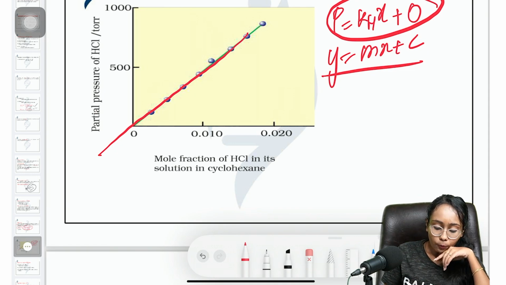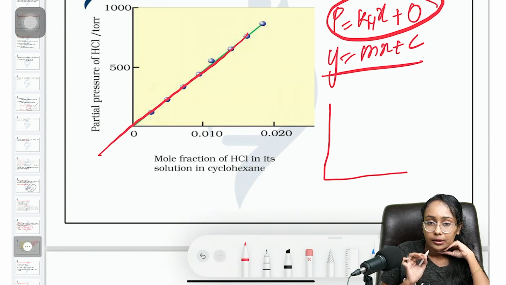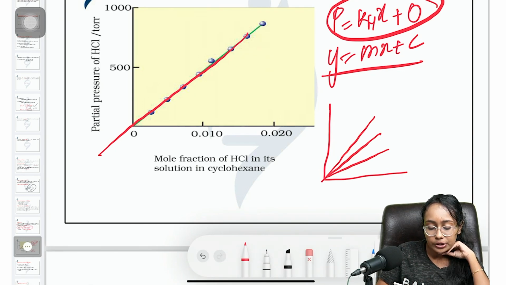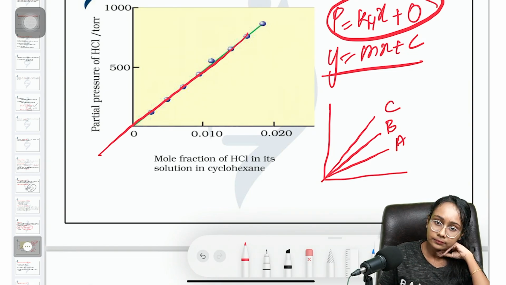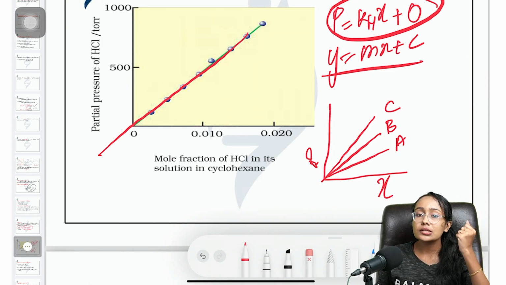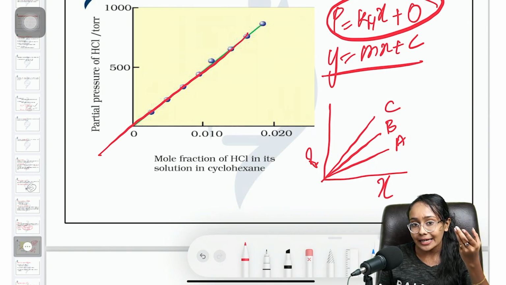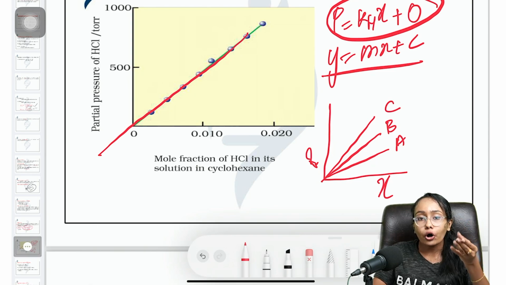Okay. Now, I'm giving a question for you all. This is a graph where I have 3 solutions. Let them be A, B, C. Here I have partial pressure P, and here I have mole fraction. The question is, which one is going to have high solubility? Which one is going to have high solubility? Either A or B or C?